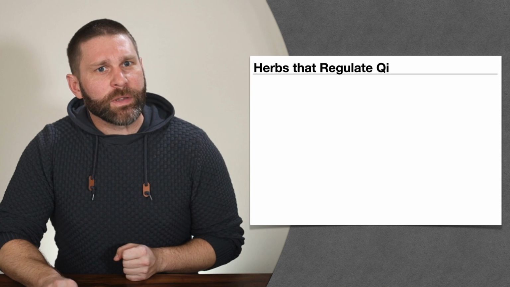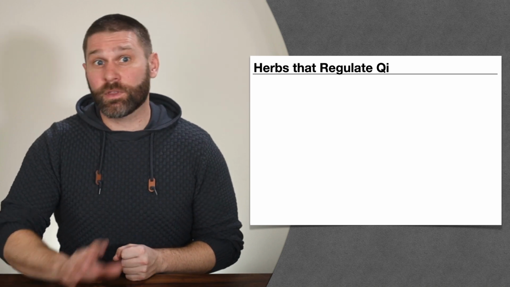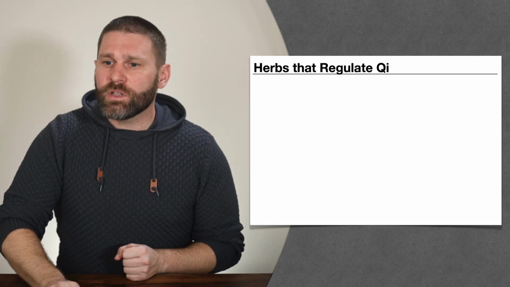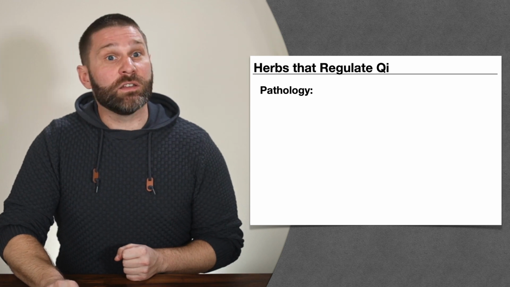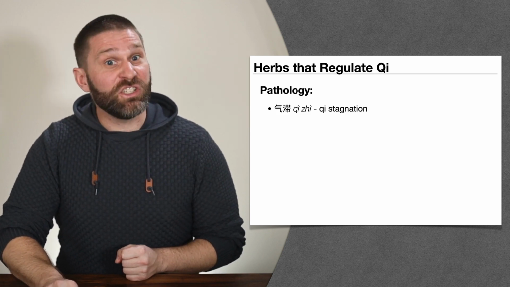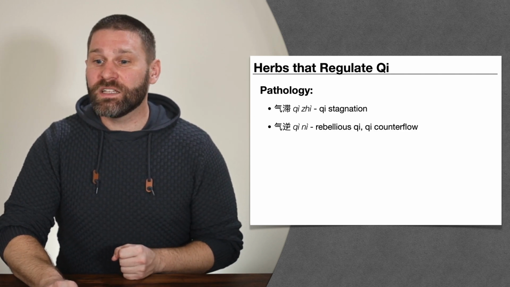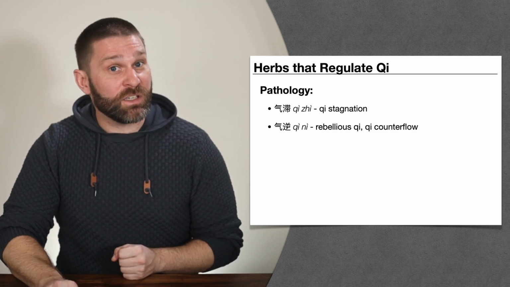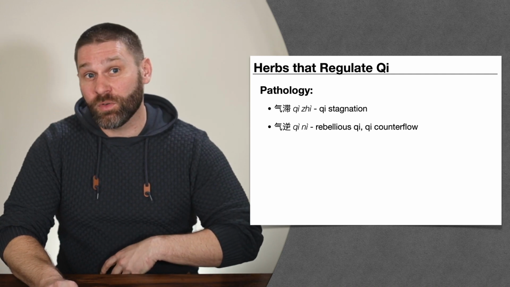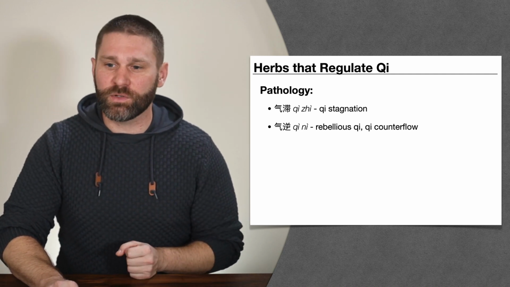And if you're a little bit nerdy and you like to know the Chinese terms for things, here they are. When we talk about regulating qi, the conditions we're treating are qi zhi, qi stagnation, as in the qi is not moving, or qi ni, rebellious qi or counterflow qi, as in the qi is moving in the opposite direction that it's supposed to.